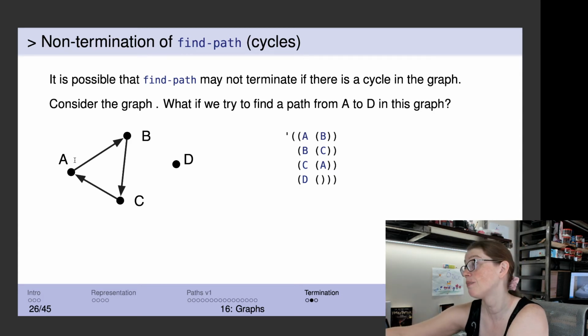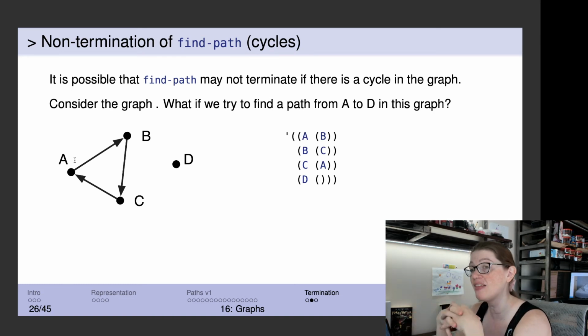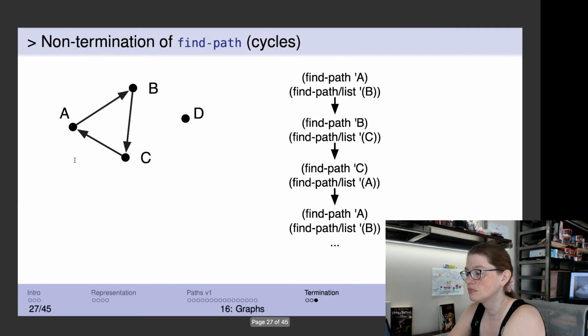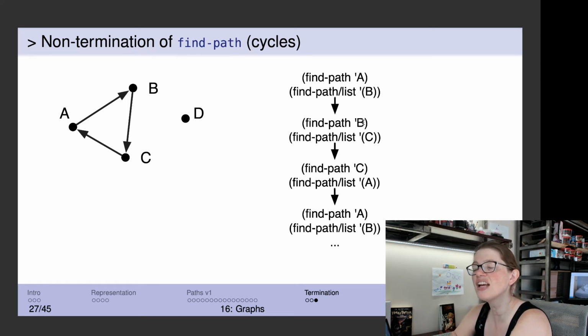Now you know that there is no path from A to D just by looking at this, but let's apply the find path algorithm that we already have. All right. So we start at A. A is not D, so I'm going to check if any of my neighbors have a path to D. Well, my neighbor list contains B, so I visit B. B is not D, so I'm going to check if any of B's neighbors have paths to D.